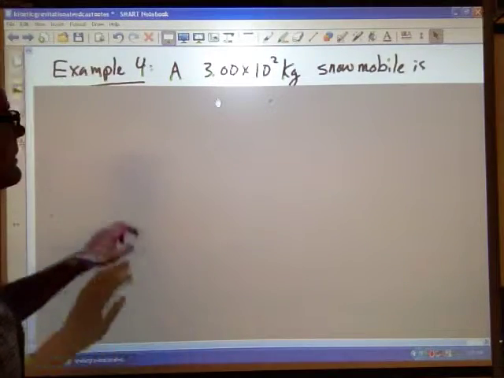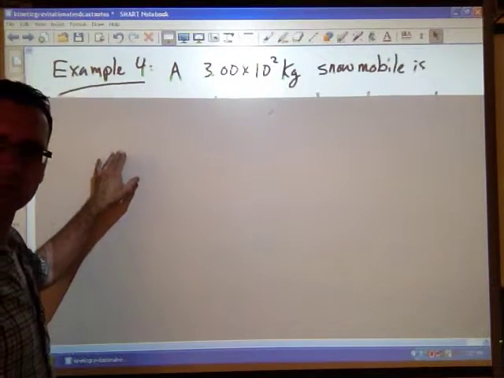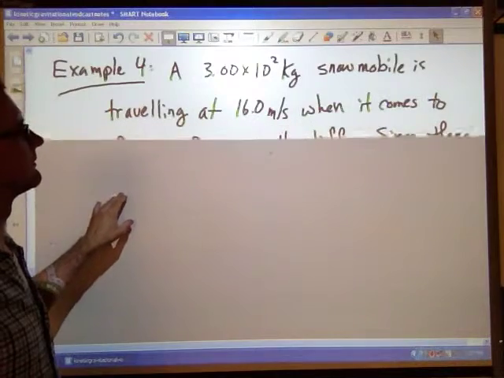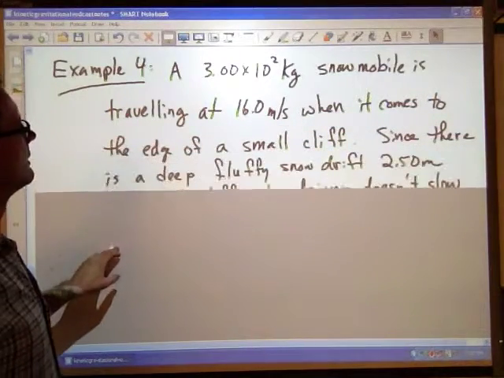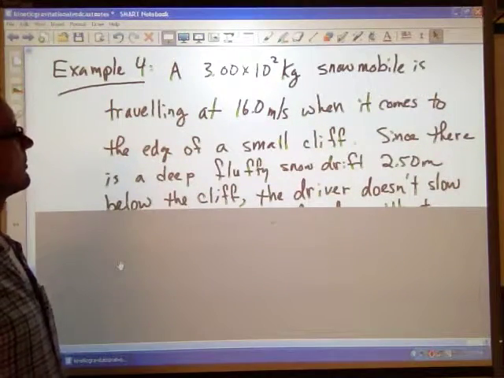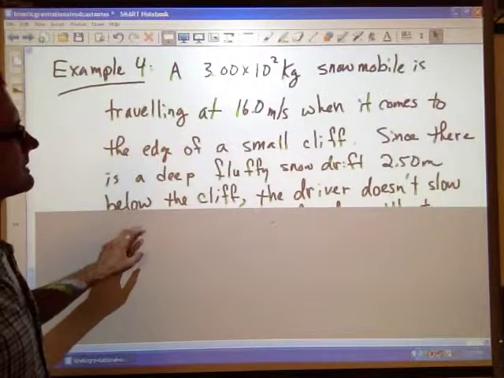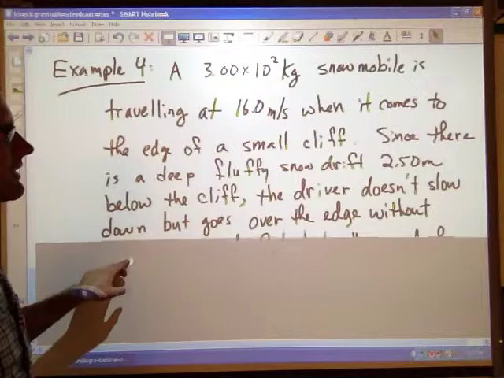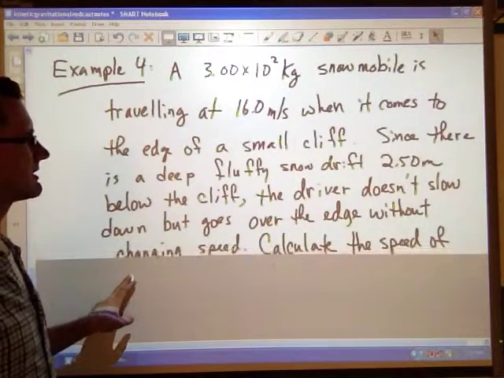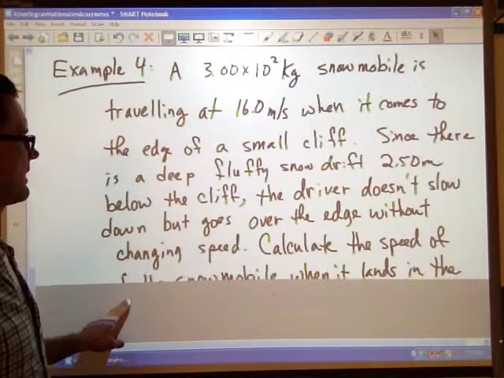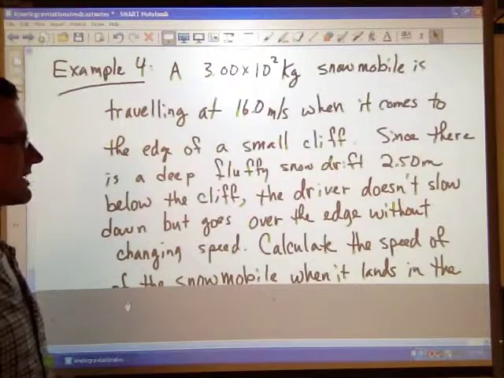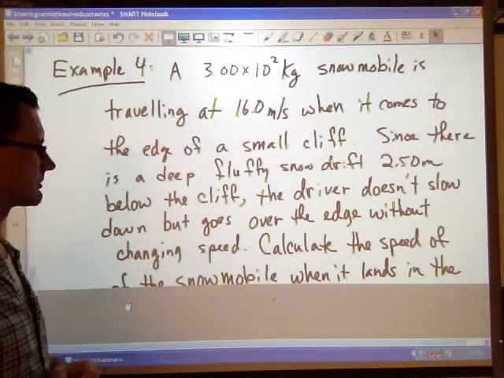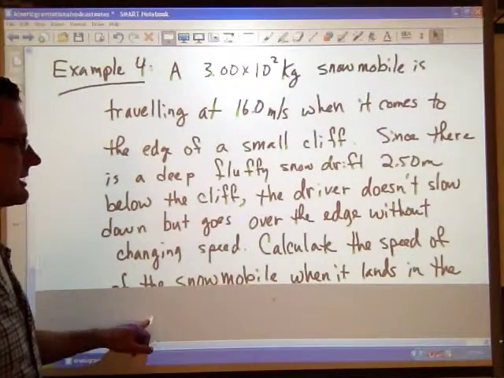Okay, last example here. Example 4. This one deals with a snowmobile going off of a cliff. A very small cliff, though. A 300 kg snowmobile is traveling at 16.0 meters per second when it comes to the edge of a small cliff. Since there's a deep, fluffy snowdrift 2.5 meters below the cliff, the driver doesn't slow down but goes right over the edge without changing speed.